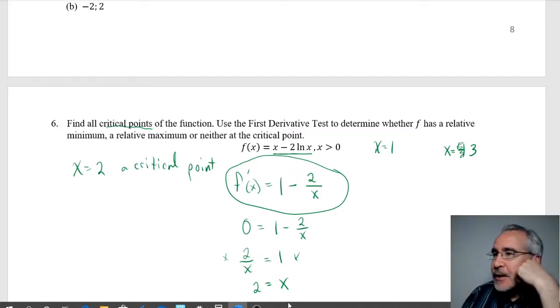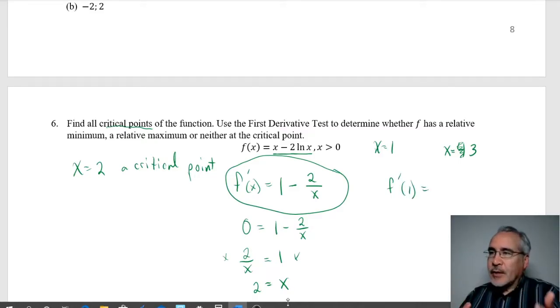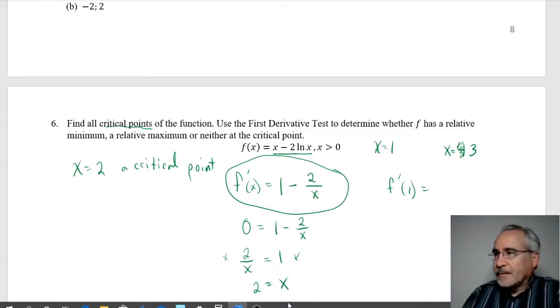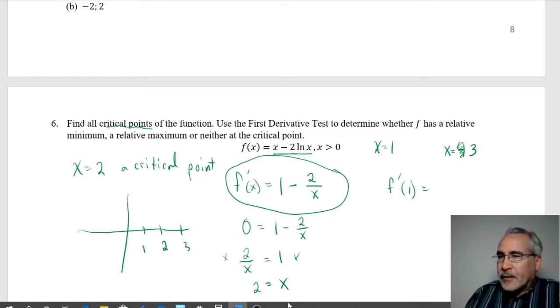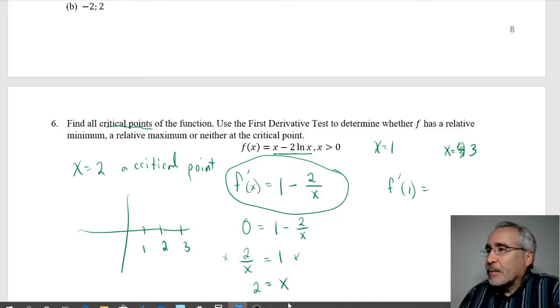Okay, so the derivative when x is 1, and remember that's to the left of 2, right? We're going to graph this in just a moment. So here's 2. So we know we've got a critical point here somewhere. So we're looking at 1 and 3, and we want to see if it goes negative, positive, or positive, negative, or neither one of those. Okay, so let's plug in 1. So we get 1 minus 2 over 1. That's equal to 1 minus 2, and that's equal to negative 1.